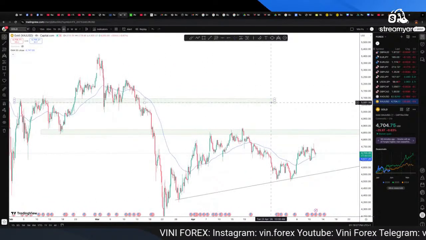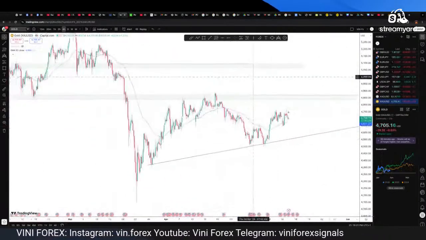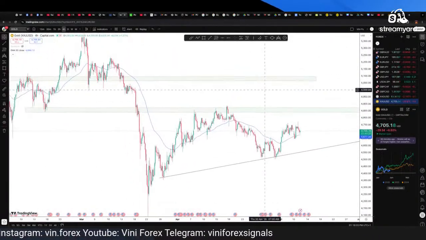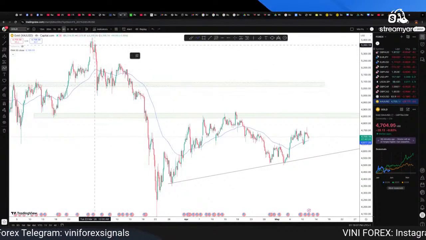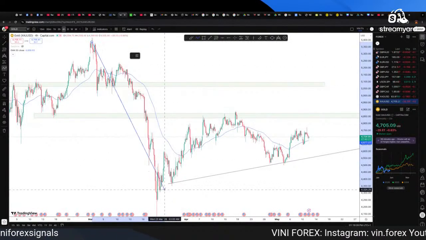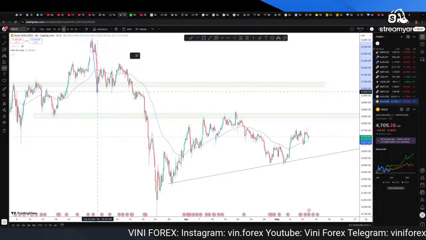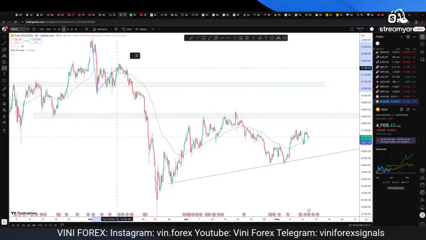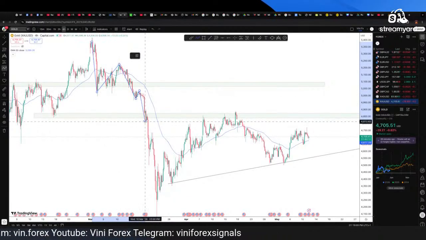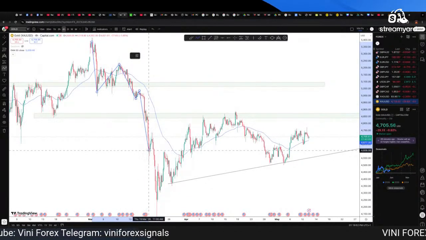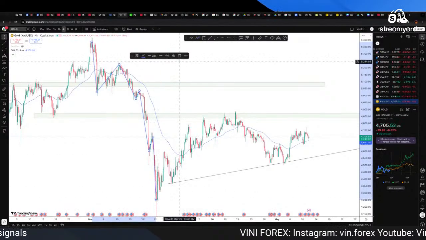I mark it out because it's an area of interest for me. Do you understand? And meanwhile, on this same time frame, remember, price was bearish here. Price was making a lower high, a lower low, a lower high, a lower low, a lower high, a lower low. So price was bearish here.